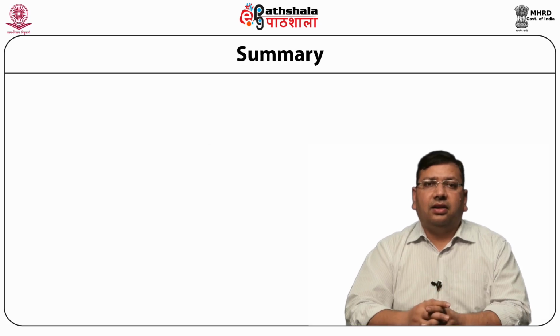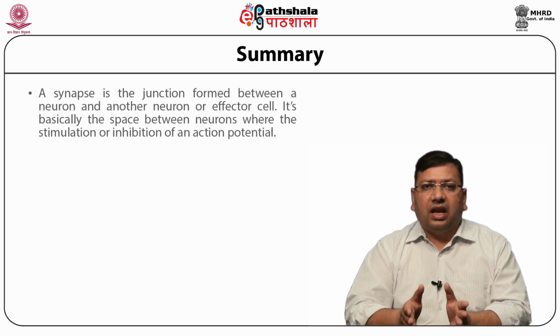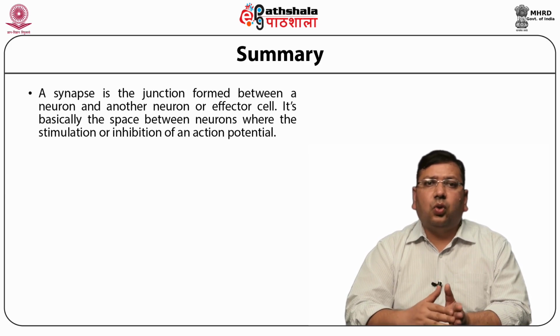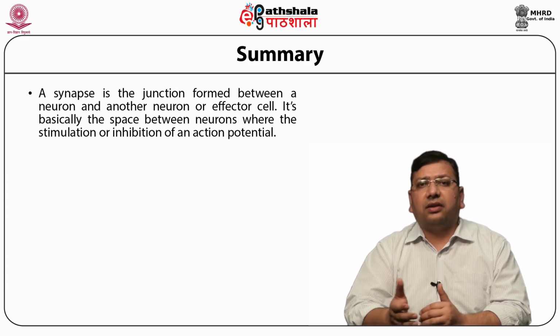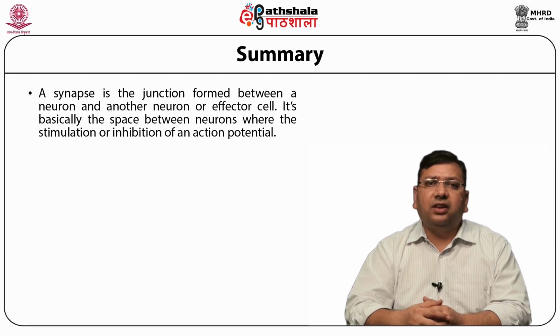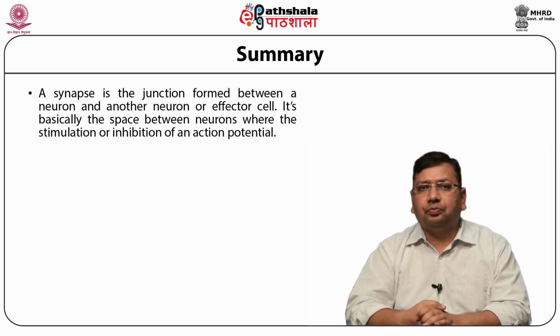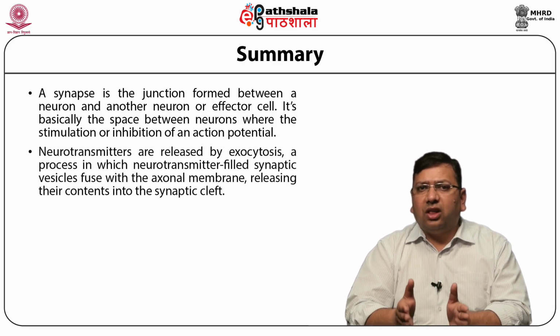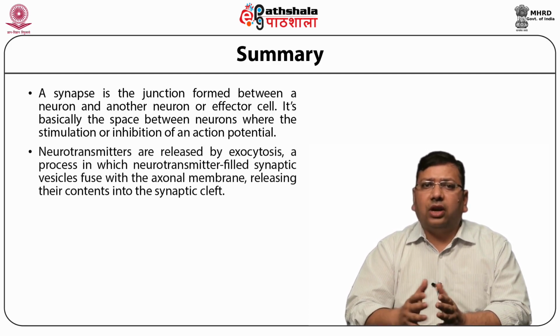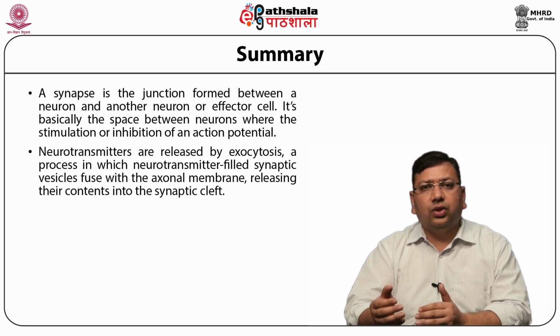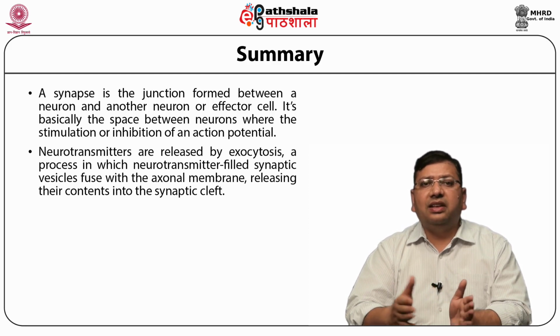So students, let's now summarize what we have learned from this module. A synapse is a junction formed between a neuron and another neuron or an effector cell. It is basically the space between neurons where the stimulation or inhibition of an action potential occurs. Neurotransmitters are released by exocytosis, a process in which neurotransmitter-filled synaptic vesicles fuse with the axonal membrane, releasing their content into the synaptic cleft.